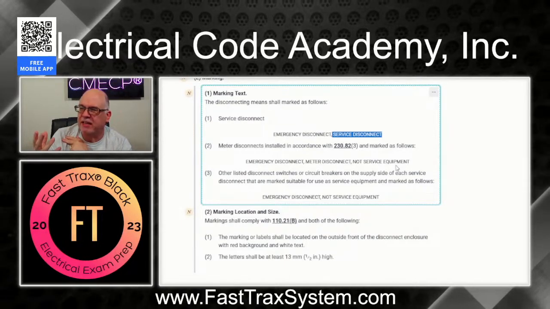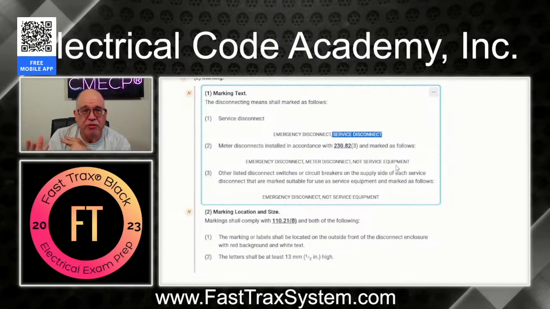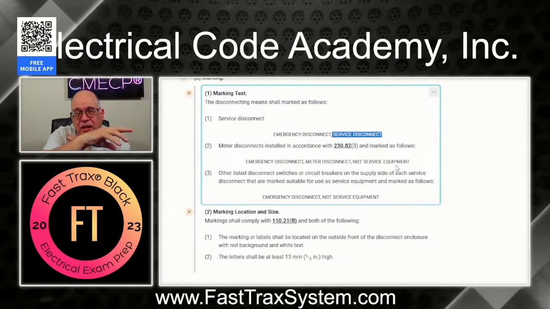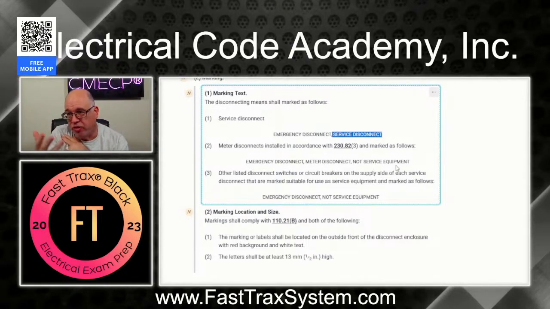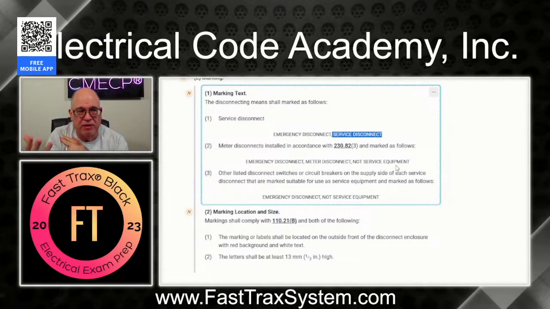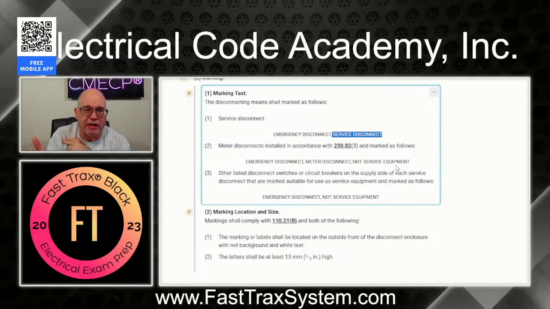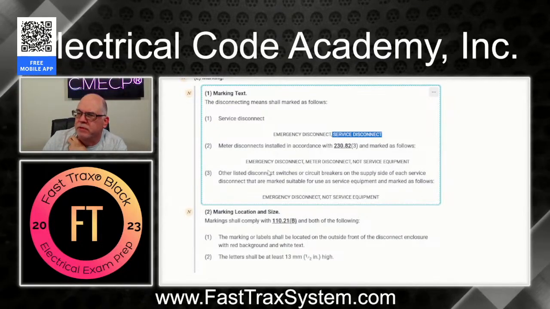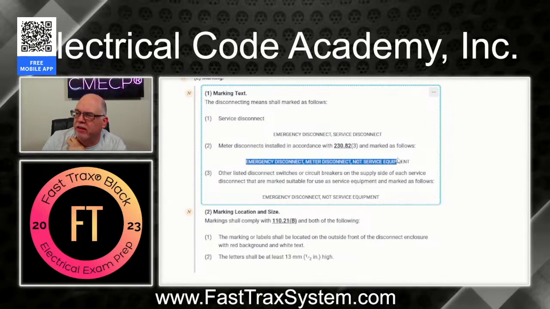Remember, the whole intent of 230.82 is to be on the supply side of the service disconnect. Thus, the meter disconnect can't be a service disconnect, so we have to mark it as such, right? It has to have all of these things on it.